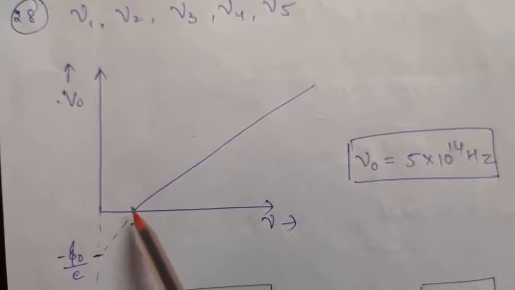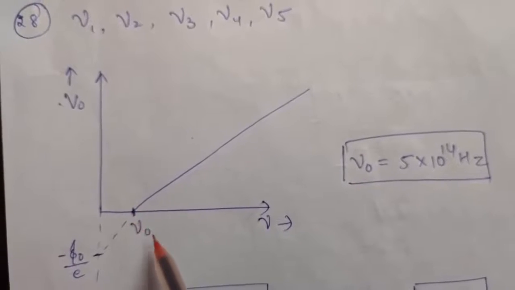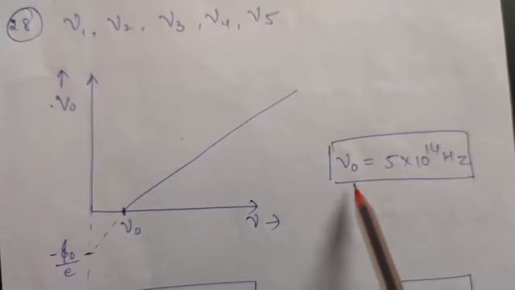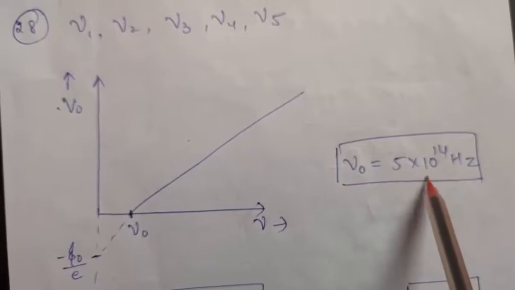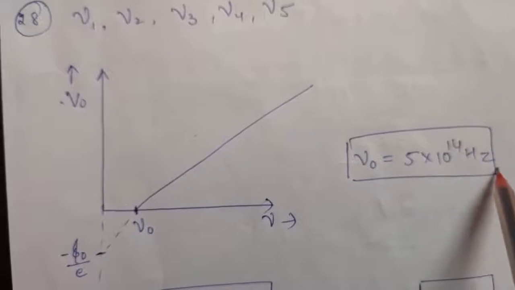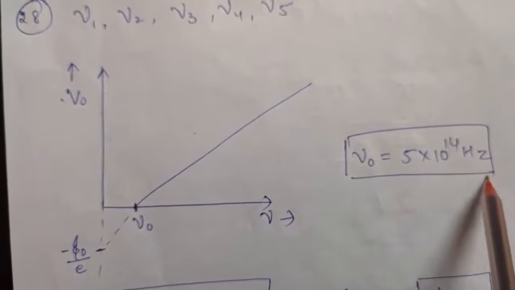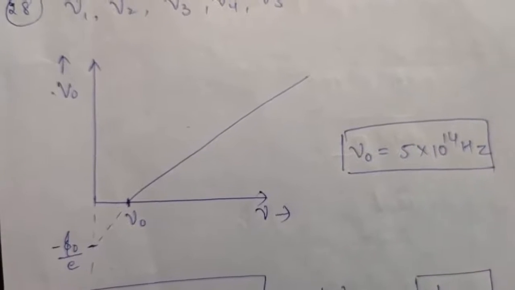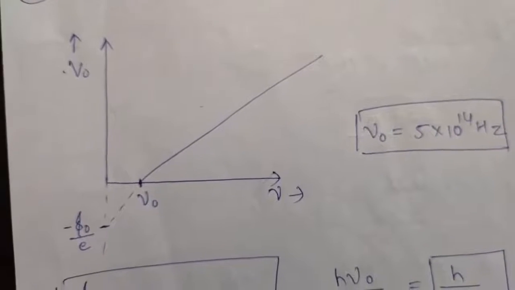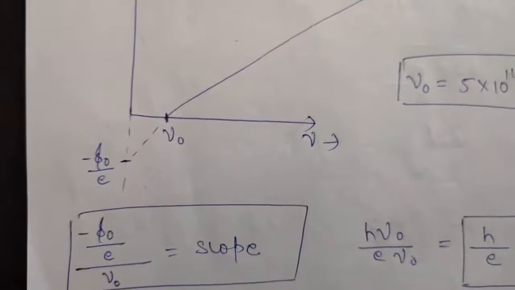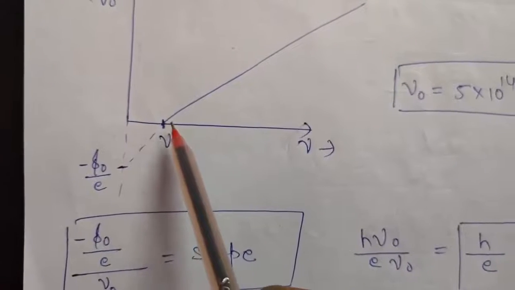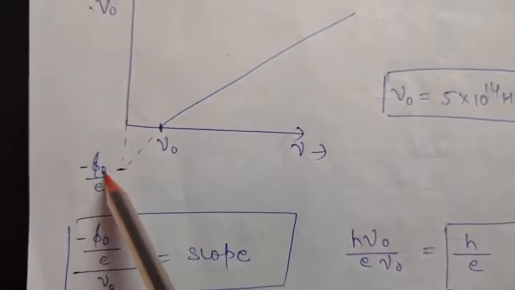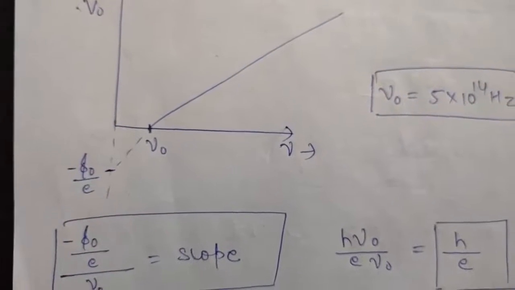Okay, so from this graph you will be getting the threshold frequency easily, and when you plot the graph you will see it comes to be 5 into 10 to the power 14 hertz. So this will be your cutoff frequency or threshold frequency from this graph. Now you know one more thing in this graph: when you extend this line, the intercept is given by minus phi naught by e. This you have already studied in theory lectures.